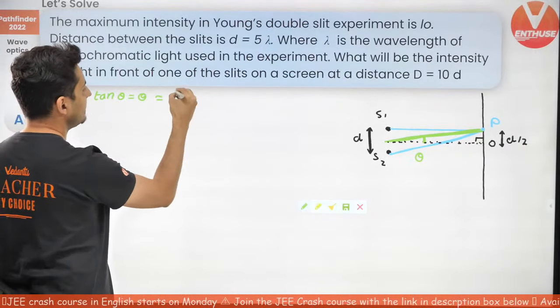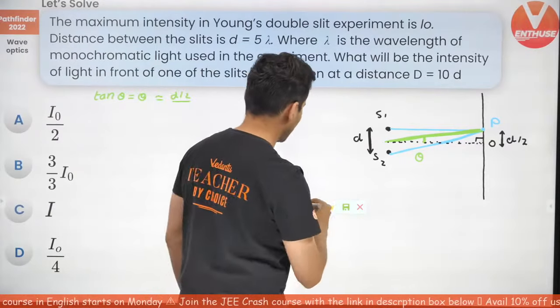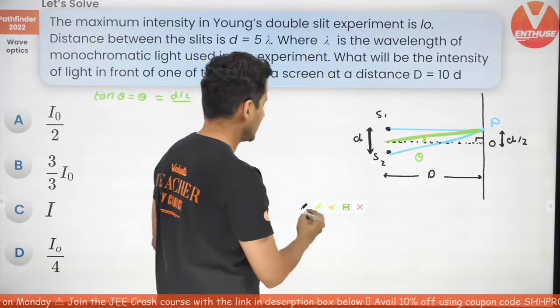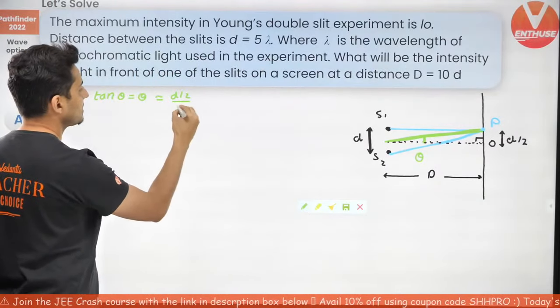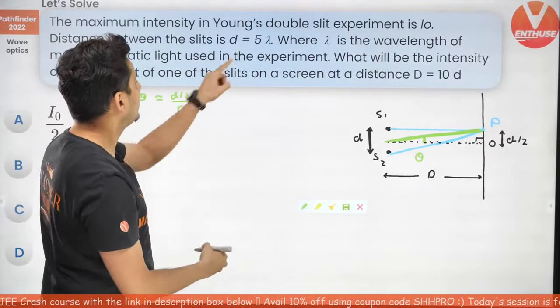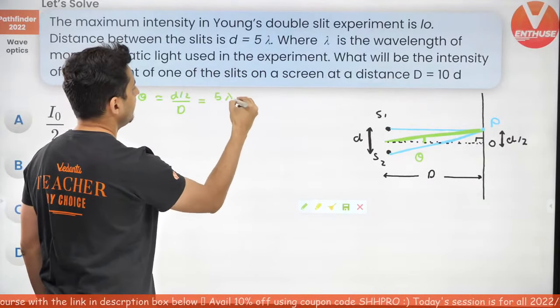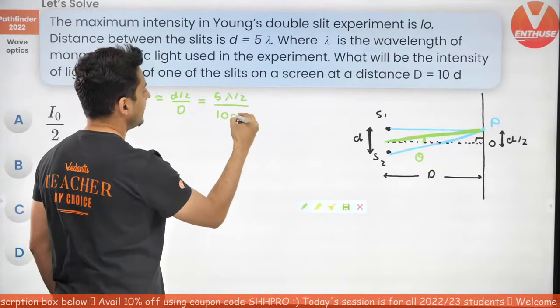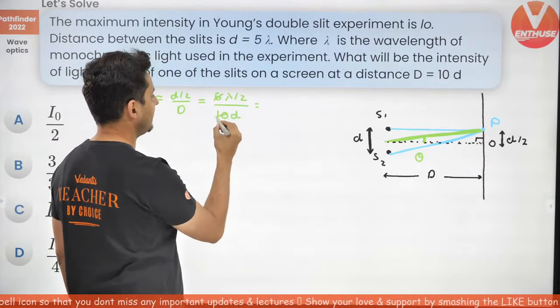So opposite is D by 2. Adjacent, this base is nothing but capital D. Okay, so now start substituting all the values. So small d is 5 lambda, so 5 lambda by 2, and capital D is 10 small d. So this 5 and this 10 will cancel.